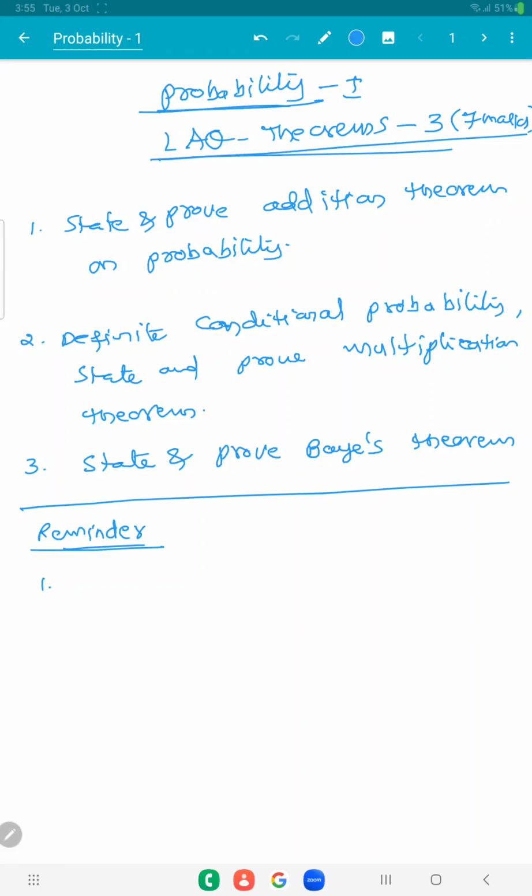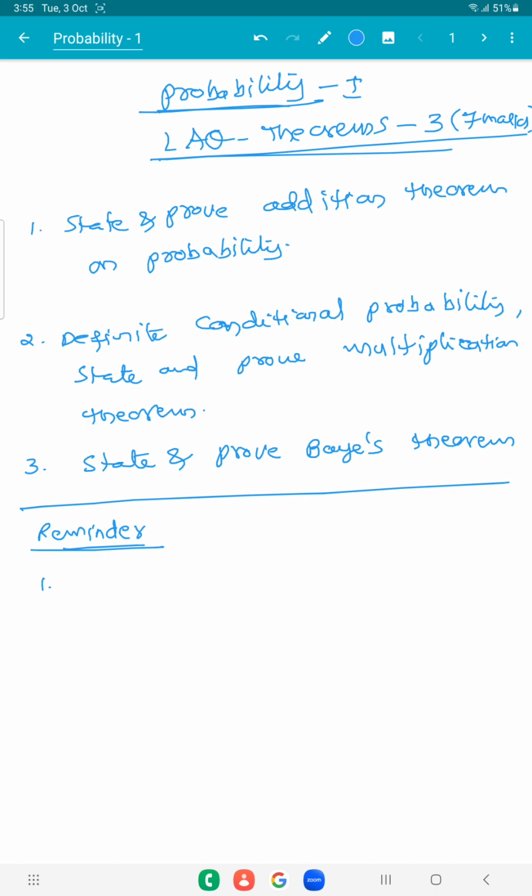Good evening. So today I am going to discuss three theorems from probability for the senior intermediate board of examination. The first one is the addition theorem on probability, the second one is conditional probability and the multiplication theorem, and the third one is Bayes theorem.